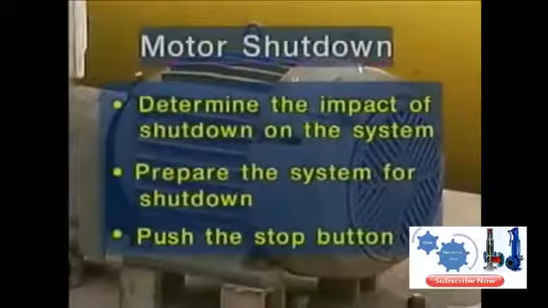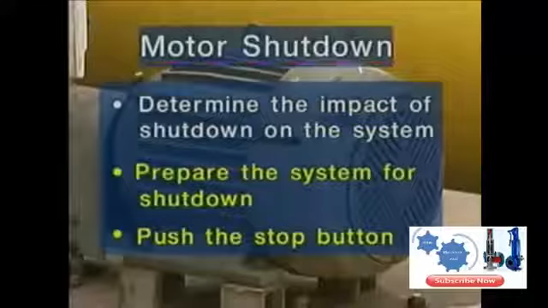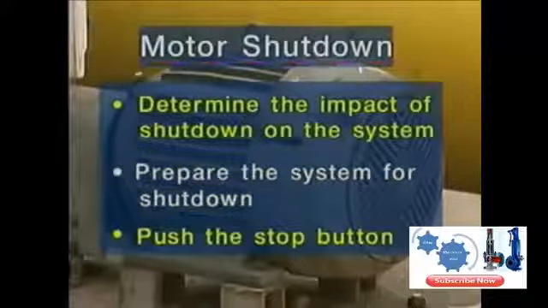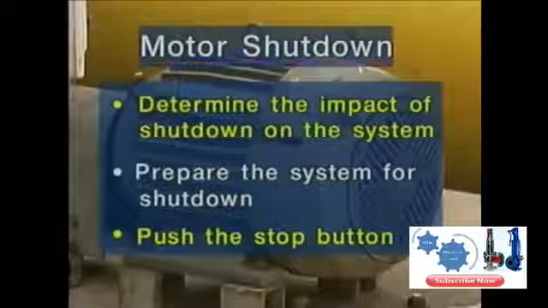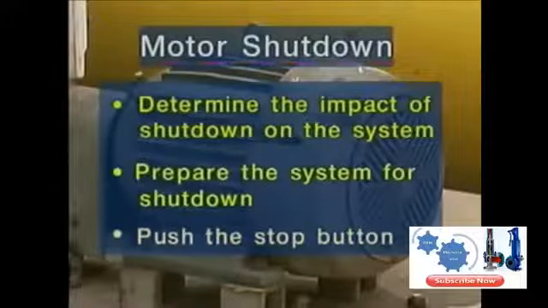Now, when you're ready to shut down a motor, you first determine the impact that the shutdown will have on the system. Then prepare the system for the shutdown. For example, valves and switches in the process the motor serves may need to be properly positioned before shutdown. Finally, push the stop button for the motor.